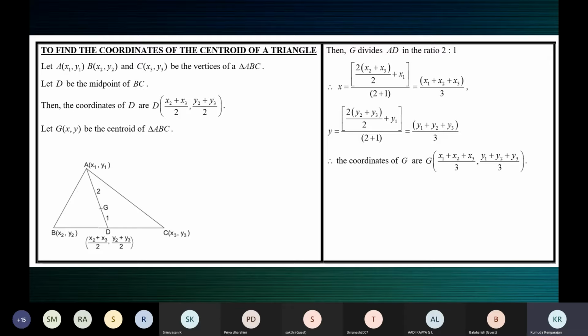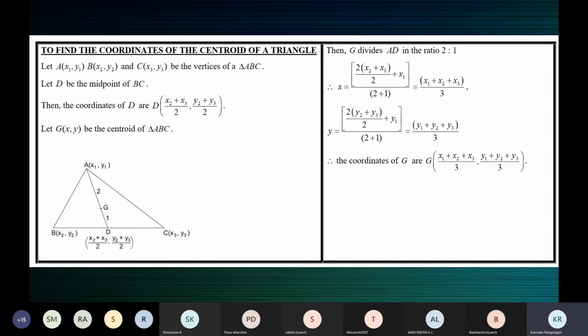And we know that the centroid is located on every median. If you take a median in a triangle, then definitely G, the centroid, lies on it. The centroid is a point which is common to all three medians. So if D is the midpoint of BC, then AD is the median, and the centroid, normally represented by the letter G, lies on it. So G lies on AD. And we also know that G divides AD in the ratio 2:1.